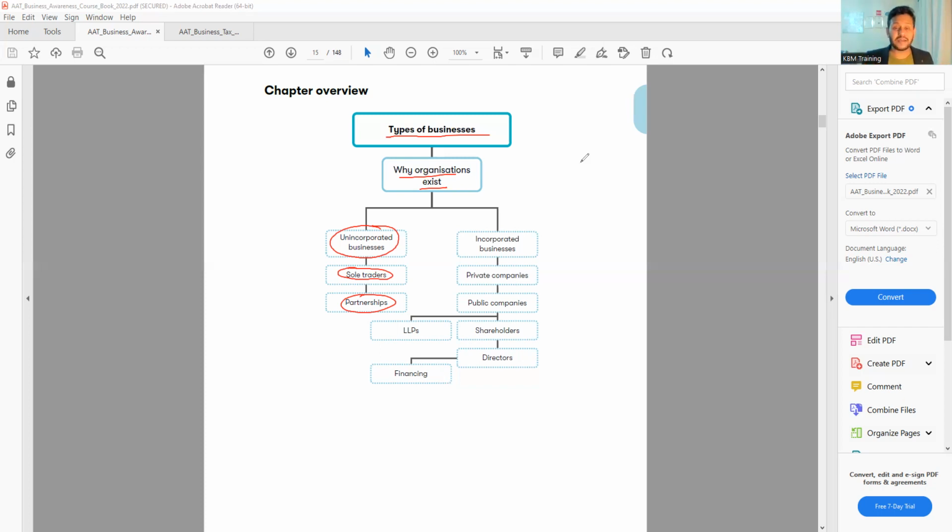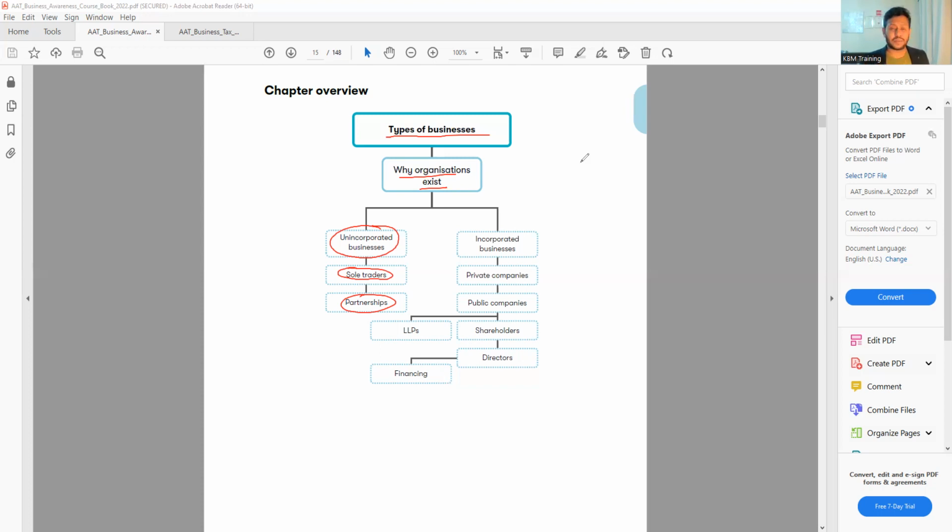This is the main difference between the sole trader, partnership, and the limited company. In the limited company, the individual people don't pay any tax for the business. The business itself has to pay the tax, and we call it corporation tax. So this is the main difference between companies and unincorporated businesses.